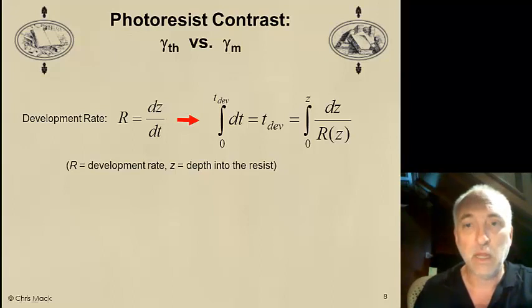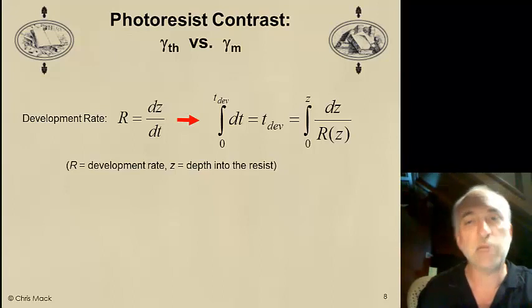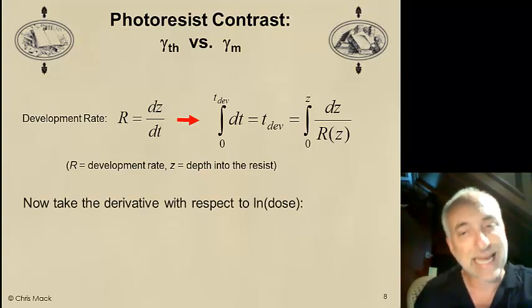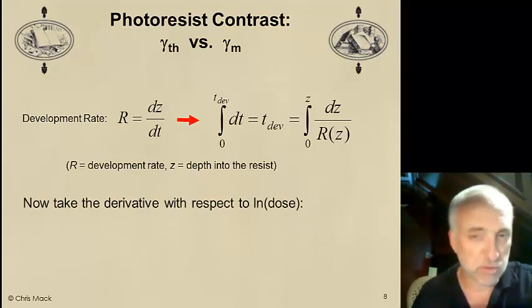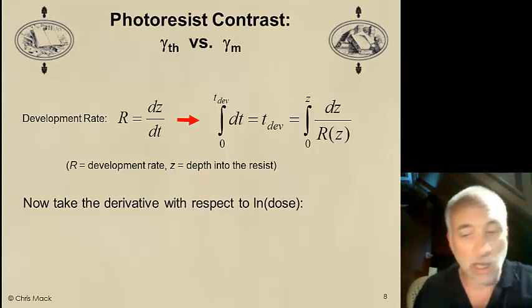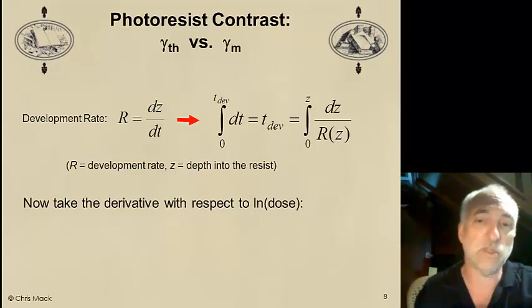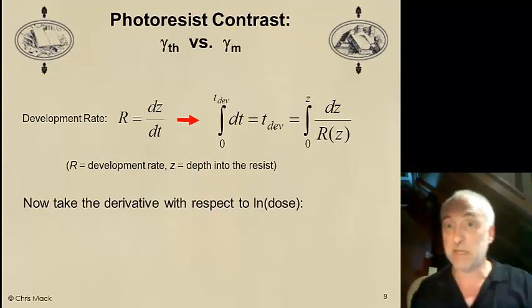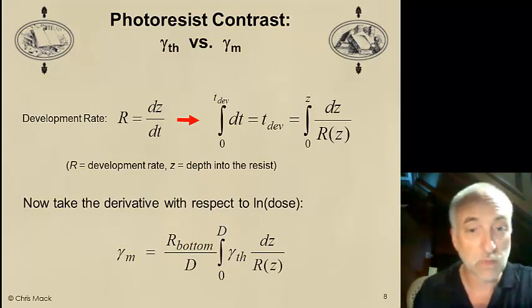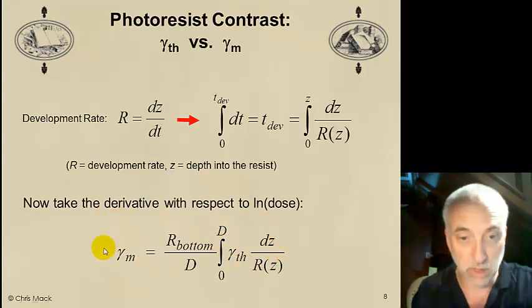Okay, that is simply an equation that describes the development. Now let me take that equation and take the derivative of both sides with respect to log dose. I'm using log dose because we're going to use a log scale, and that just makes it more convenient. If I take the derivative of both sides of this equation with respect to log dose, I find that I can relate the measured contrast to the theoretical contrast. And I do so with this equation.